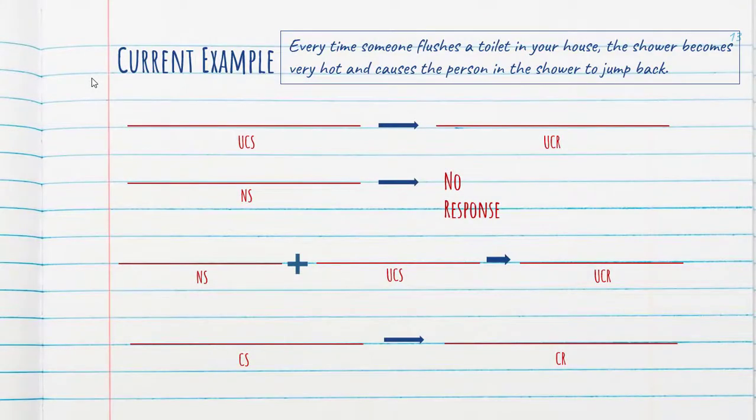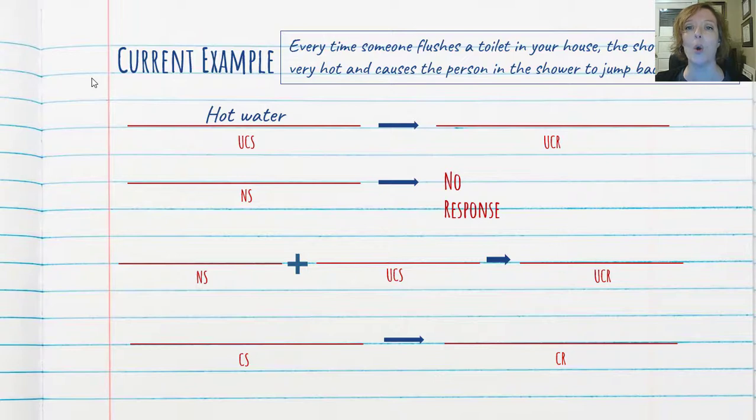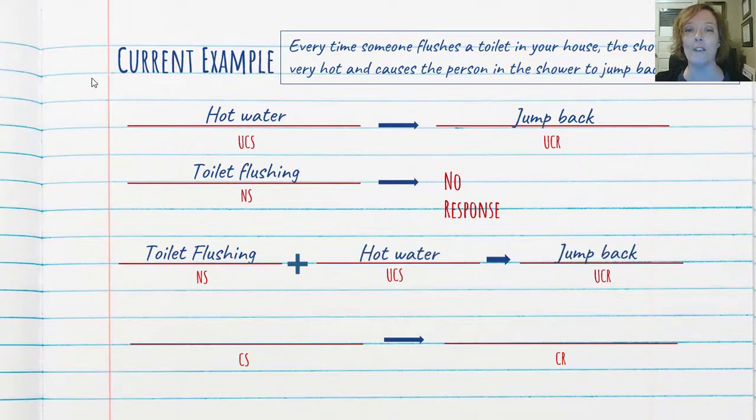Let's use another example. Okay, so you may be in an old house where every time someone flushes a toilet, the shower becomes very hot or very cold and causes the person in the shower to jump back. So what are the different elements here that we're talking about? First of all, the unconditioned stimulus is hot water. Hot water is going to automatically make someone jump back. The toilet flushing originally does not have a response. It's not something that's going to elicit anything happening. Nobody's going to jump back. It's just going to be a toilet flushing. However, when you pair a toilet flushing, which is the neutral stimulus, with hot water happening, you're going to have the unconditioned response of jumping back.